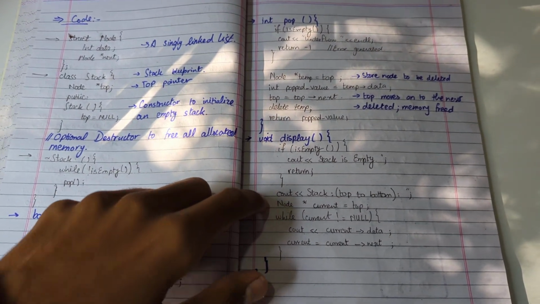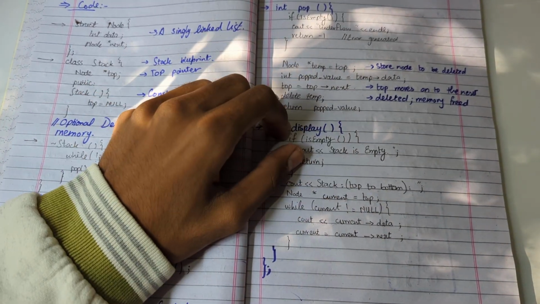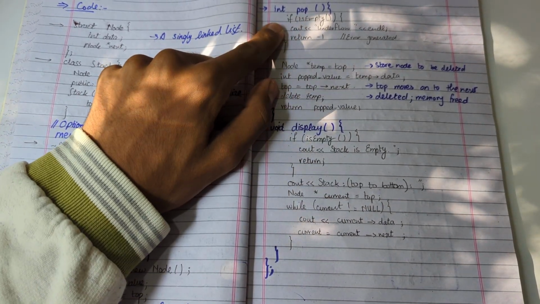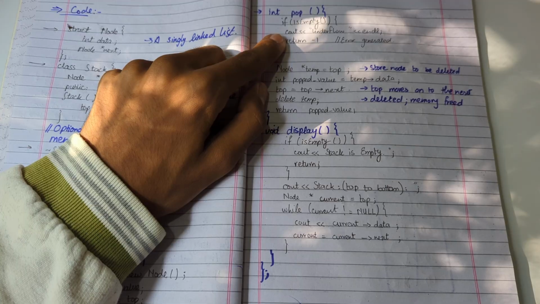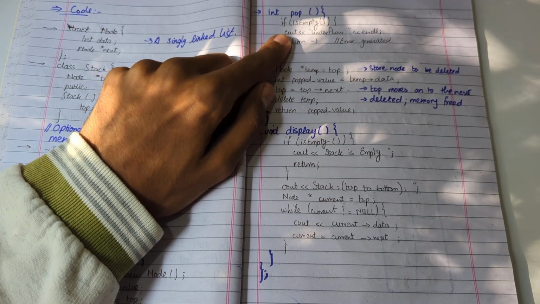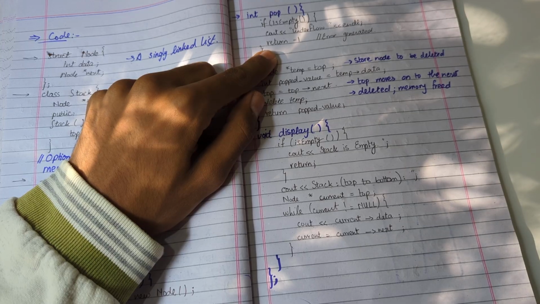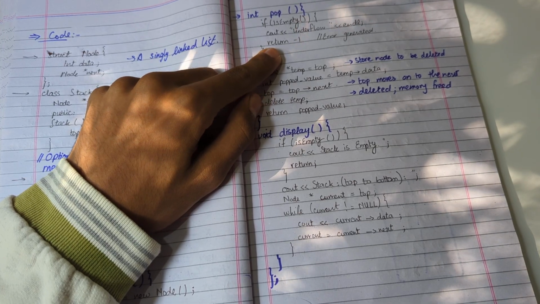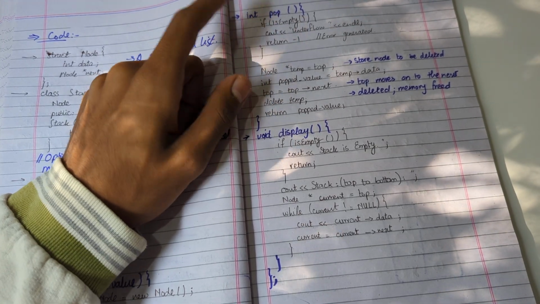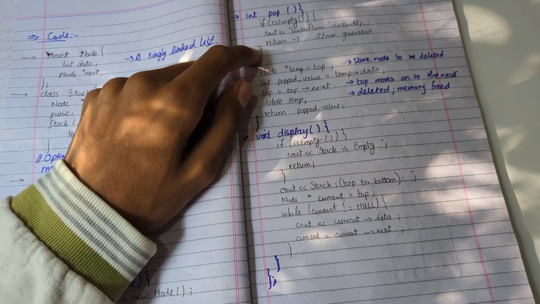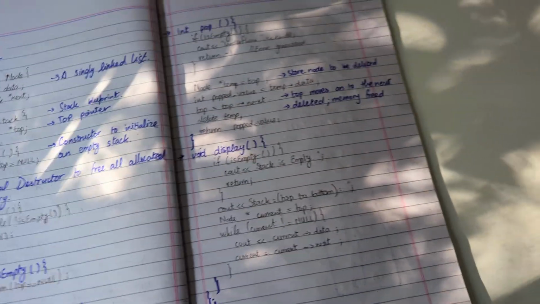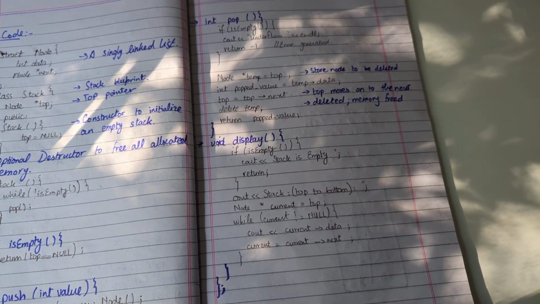pop function. To pop an element from the stack, it's going to check if the stack is empty or not. If it's empty, it's going to return underflow because there's nothing to be deleted. And it's going to return -1, because -1 is just a decoy value, which means an error was generated, so we can't really do anything about it.